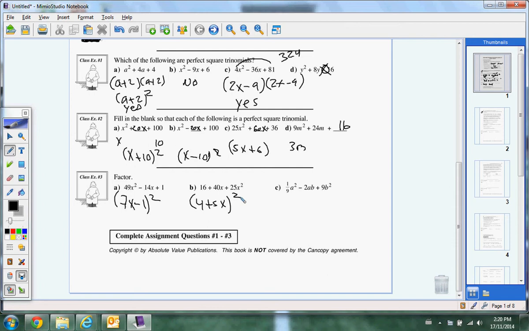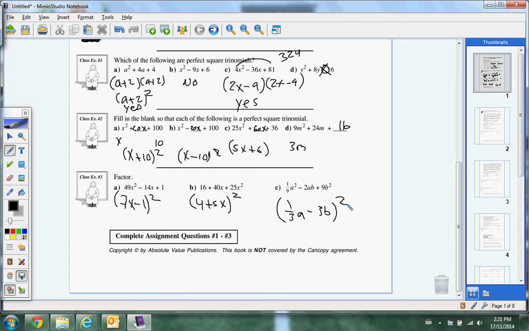Is 1 a perfect square? Yes. Is 9? Yes. So what's the square root of 1/9? 1/3. Okay, square root of 9, 3, that's a minus, so I want that right there.